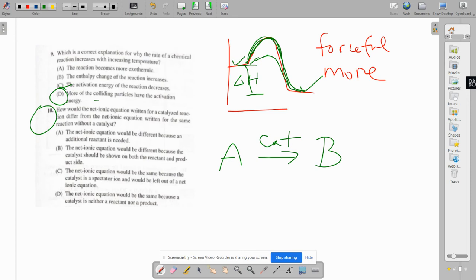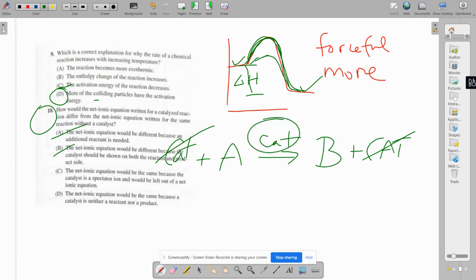A: the net ionic would be different because an additional reactant is needed. No, because the catalyst is not really a reactant. B: the net ionic equation would be different because the catalyst should be shown on both the reactant and the product side. Technically you could show that, and that is true. You start with the catalyst, you use it to speed up the reaction, and then it reappears. So it kind of crosses out, but we just wouldn't show that. We just put it over the arrow.